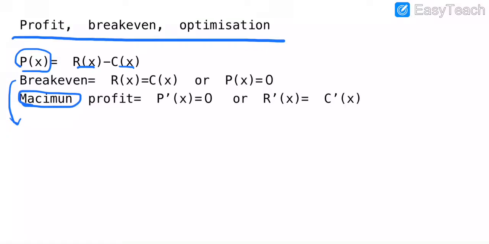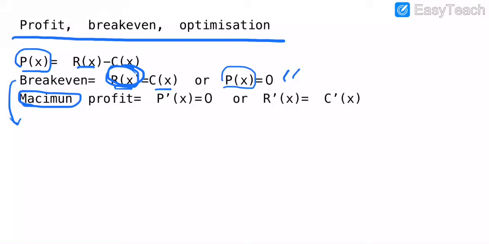So how can you find the break even? The break even is either revenue function equal to cost function, or the profit function is equal to zero, meaning there is no profit. What you get as revenue is the same as the cost you spend. So this is what we call break even.